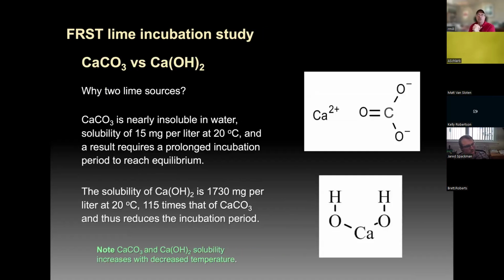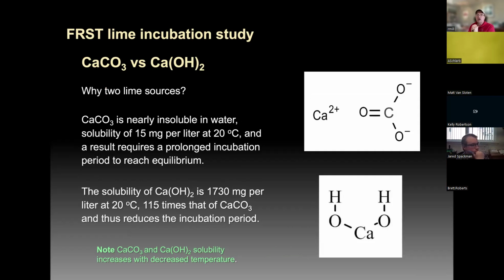So this is why we're doing 2 sources. Calcium carbonate, if you look at the solubility of it, it's virtually insoluble in water. It's only 15 milligrams per liter. Now, think about a soil matrix. You're going to bring it to 50% water-filled pore space. That's 25% water. There's very little bit of that calcium carbonate that's ever going to go into solution. So it's going to require a longer incubation.